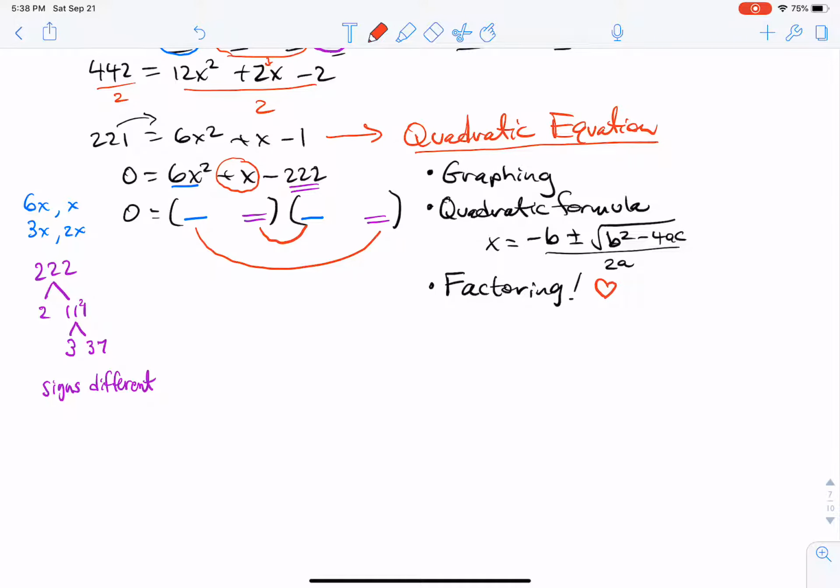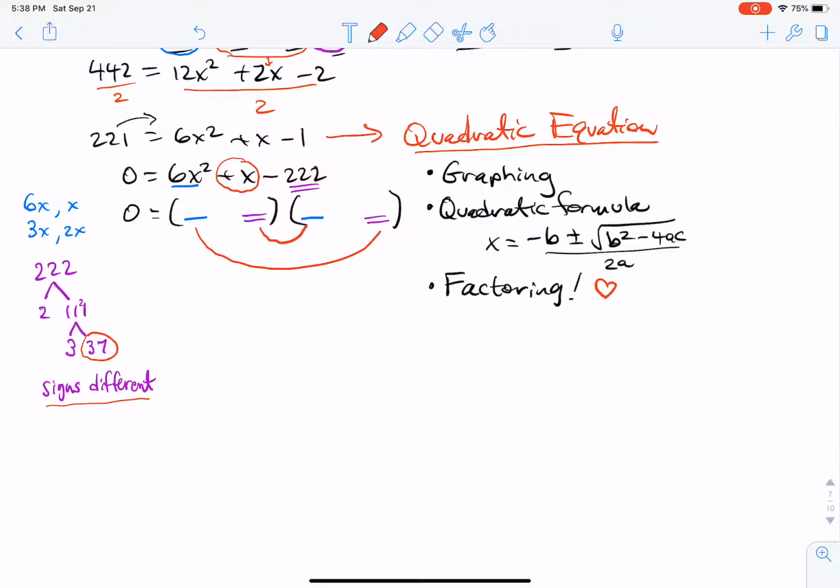So that means they got to be really close together if you're just going to have a difference of 1x. And I know it's going to be a difference because we just said the signs have to be different. They're going to add up to a negative number. Now, when I'm looking at my factors, I'm going to notice I've got this 37. This 37 is the key.